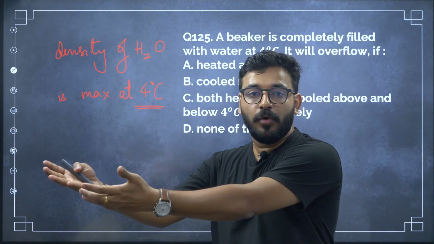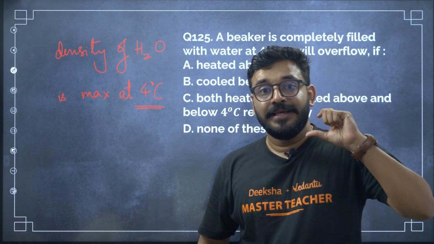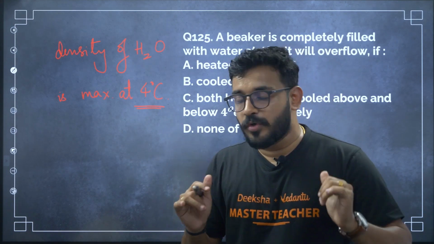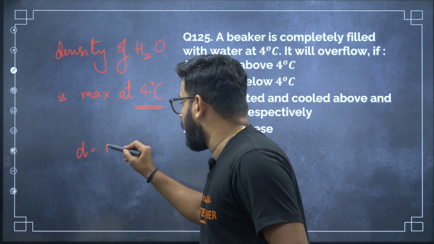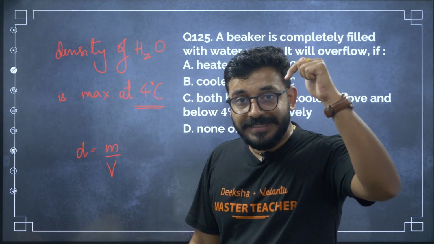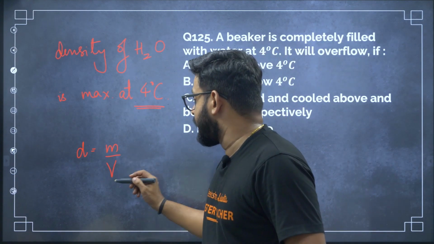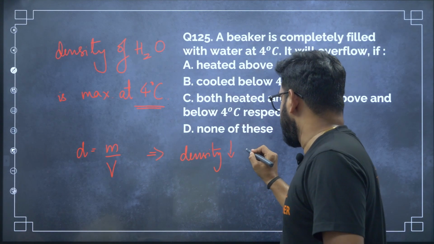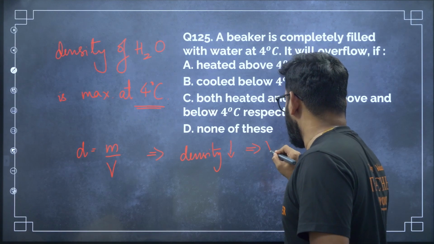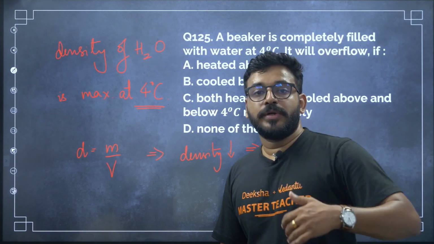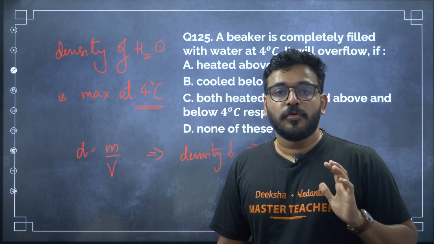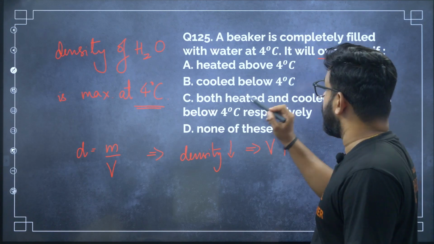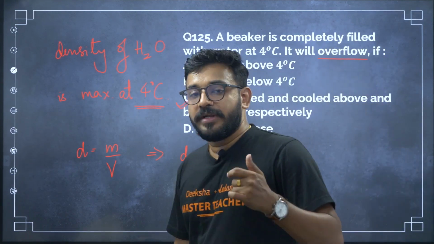Okay, so you heat it above 4 degrees Celsius, cool it below 4 degrees Celsius, the density is going to reduce. Now, mass is going to be same because of conservation of matter. Density is equal to mass by volume, right? So when the density is decreasing, that means that the volume is increasing. So either you heat it above 4 degrees Celsius or cool it below 4 degrees Celsius, the volume is going to increase. Therefore, it is going to overflow both heated above 4 degrees Celsius and cooled below 4 degrees Celsius.